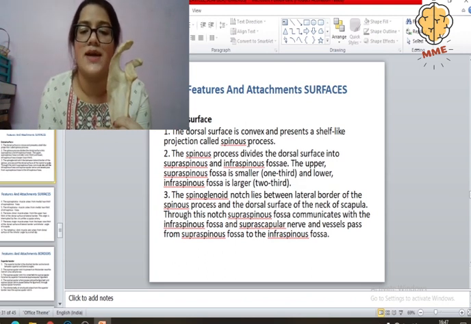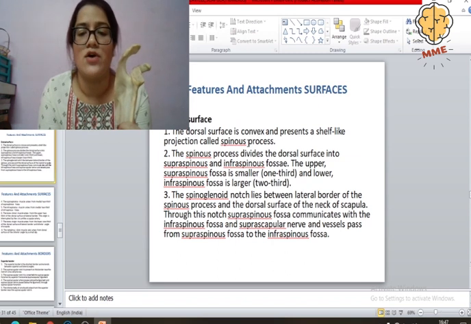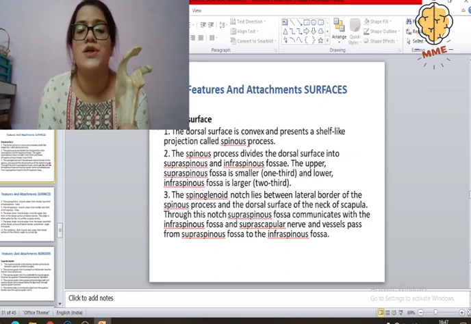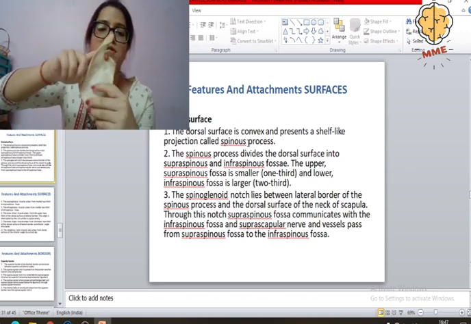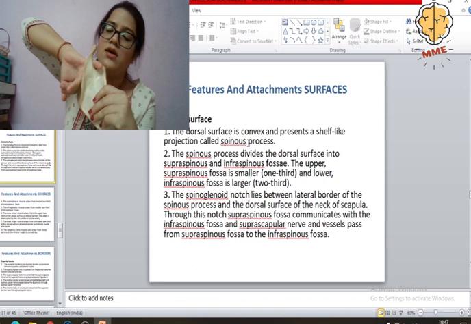The spinoglenoid notch lies between the lateral border of the spinous process and the dorsal surface of the neck of the scapula. Through this notch, the supraspinous fossa communicates. This is a communication between the supraspinous fossa and the infraspinous fossa. You can see, I can communicate.